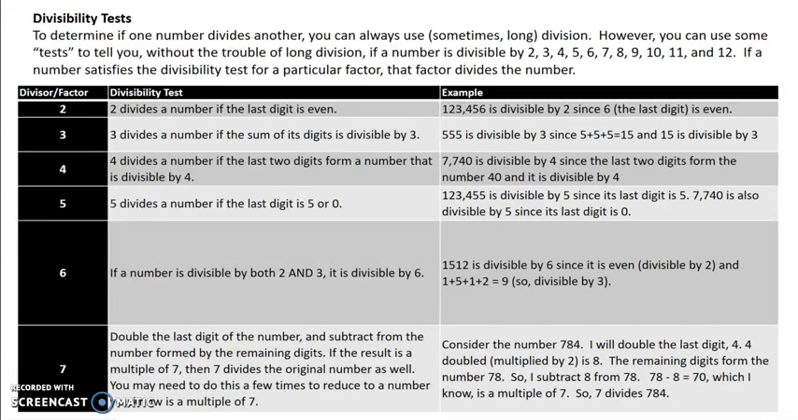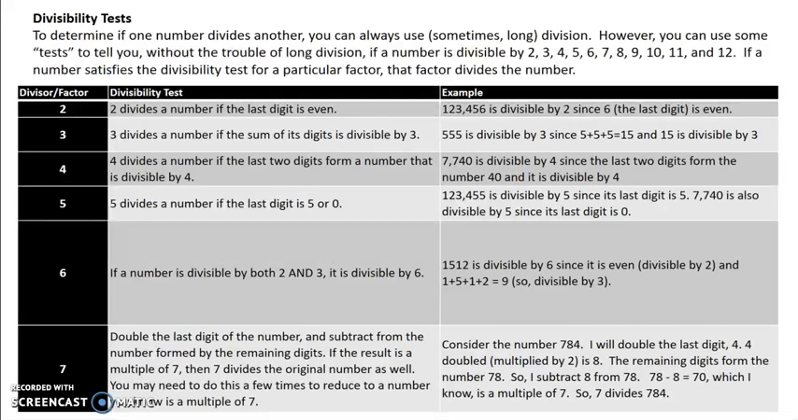So, for example, 2. The divisibility test for 2 is that 2 divides a number if the last digit is even. So if the number is even, it's divisible by 2. So, for example, 123,456 is divisible by 2, since 6, the last digit, is even. 3 divides a number if the sum of its digits is divisible by 3. So 555 is divisible by 3, since 5 plus 5 plus 5 equals 15, and 15 is divisible by 3.